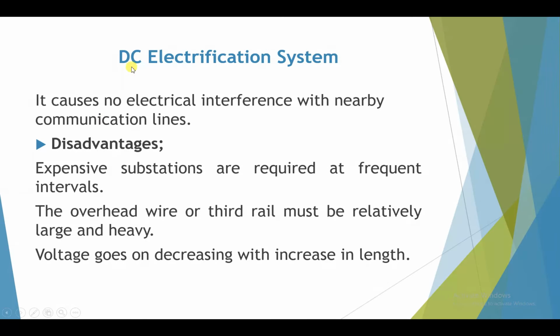The disadvantages of the DC electrification system are that expensive substations are required at frequent intervals, because we need conversion from AC to DC. At low voltages, the overhead wire or third rail must be relatively large and heavy, and voltage goes on decreasing with increase in length.